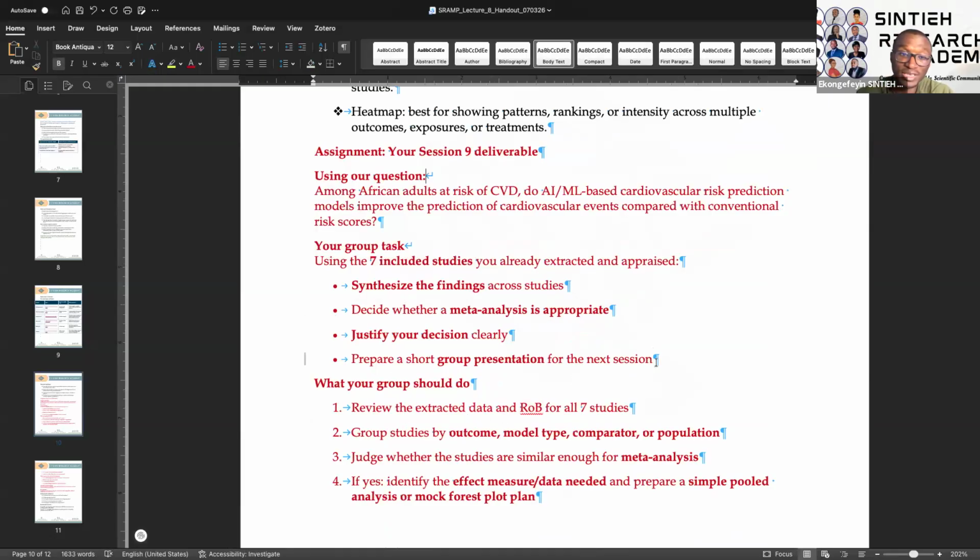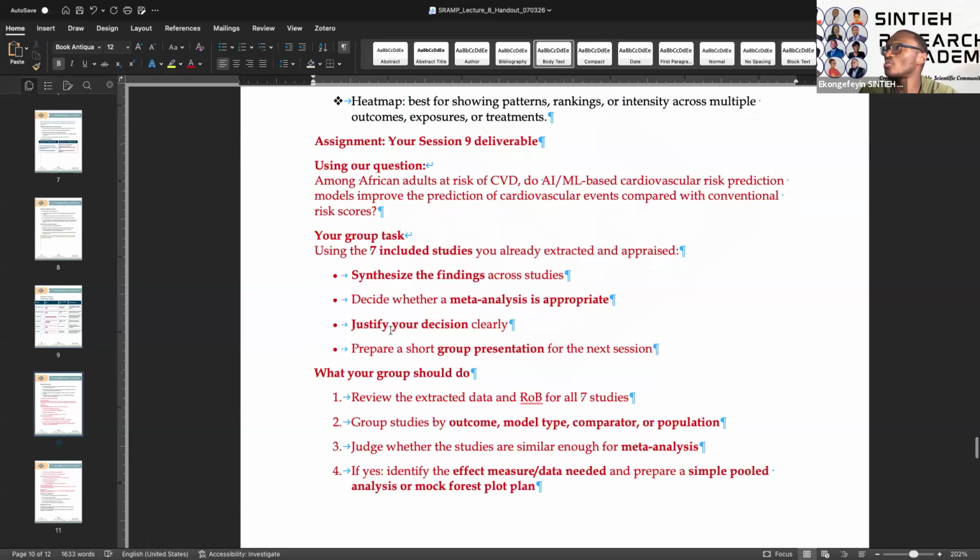You guys are not going to do meta-analysis. You guys are going to do narrative synthesis. That's the task, right? To answer this question: among Africans with CVD, does ML prediction improve the prediction of cardiovascular events compared to conventional scores? So that's it. So, Patrick, can you read the assignment?